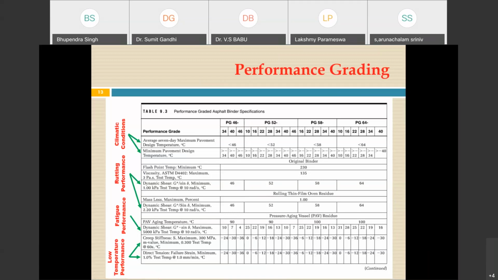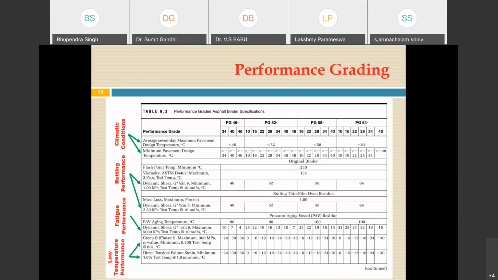Like that, fatigue is also a very major pavement distress. For fatigue, again using the dynamic shear rheometer, we find G star upon sine delta, and G star into sine delta. G star into sine delta is our fatigue parameter, and the maximum value for the fatigue parameter is 5000 kilopascal. Again, we follow the same thing, in which we check at which temperature this criteria is fulfilled. If this criteria is fulfilled at 10, 7, and 4, this is called the intermediate performance grade.